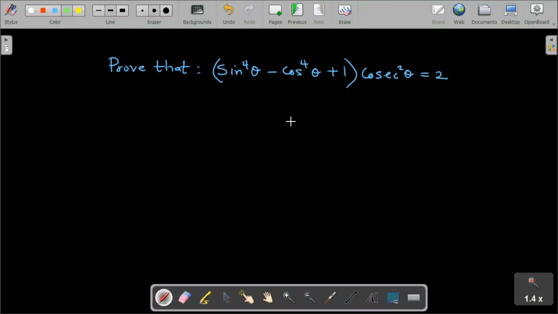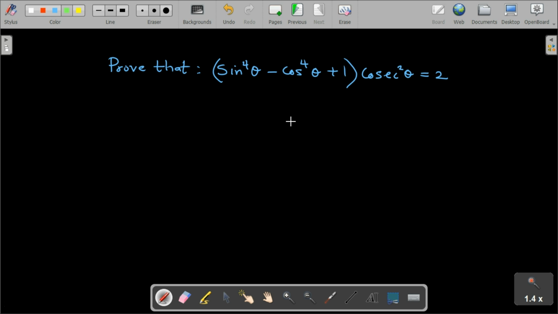Now, this is the problem we have before us. We have to prove that (sin⁴θ − cos⁴θ + 1) multiplied by cosec²θ gives us 2.